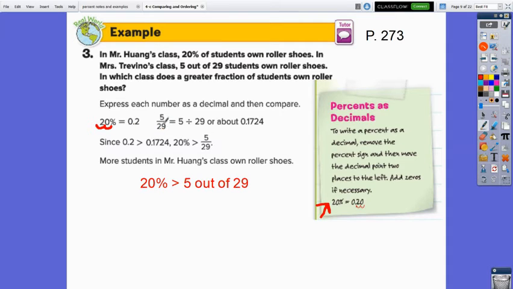5/29 as a decimal, divide, like we did in the last lesson, 5 divided by 29, 0.1724, and so on. This decimal keeps going, but I only have to go out far enough to compare with this 0.2. So I really only need to go to 0.1. Okay, do not round this to compare. Compare each place. So 0.2 is bigger than 0.1. So 20% is bigger than 5 over 29, meaning Mr. Huang's class has a higher fraction or percentage of students with roller shoes.